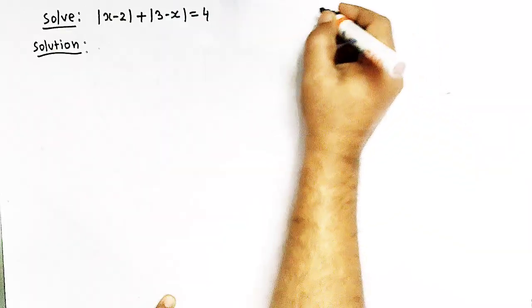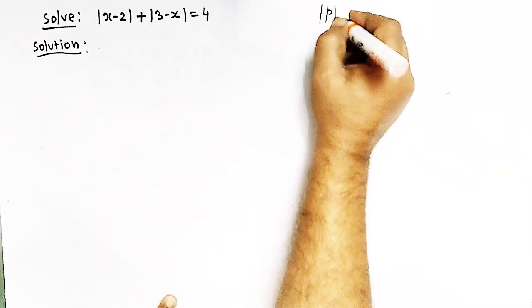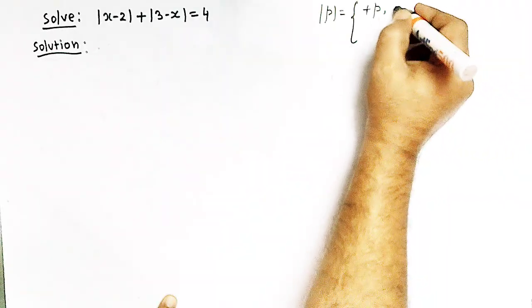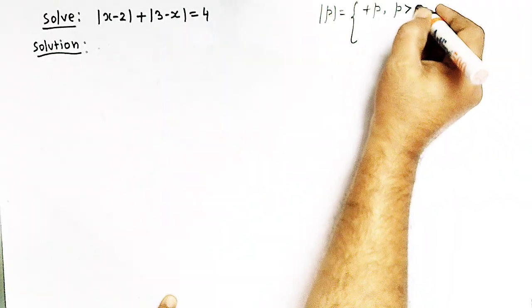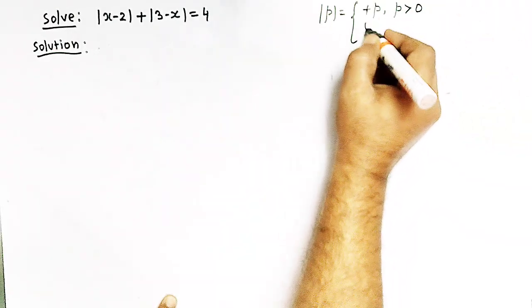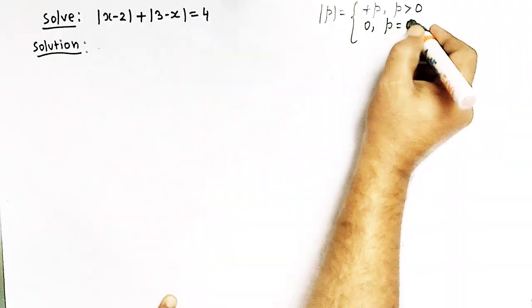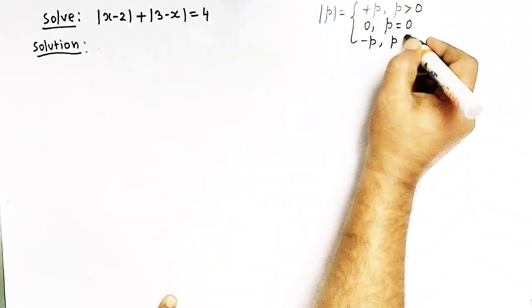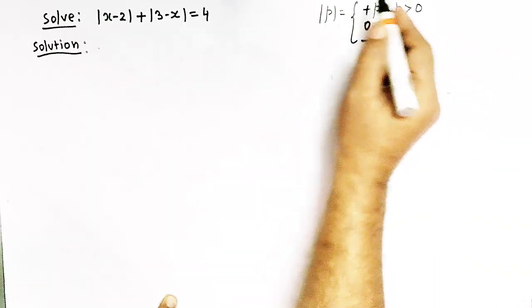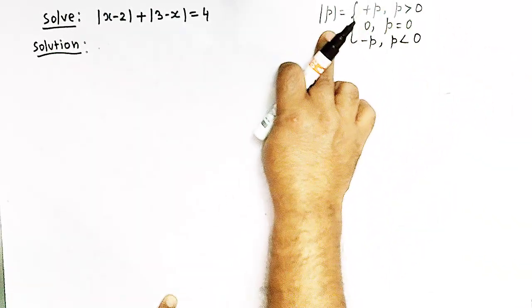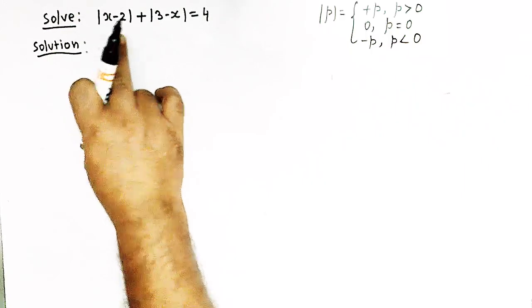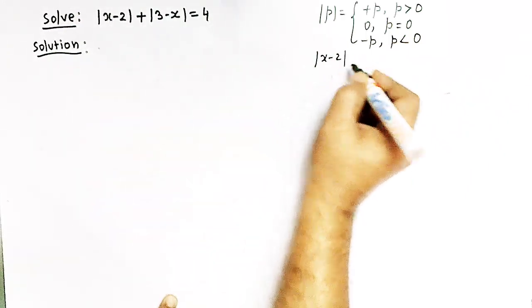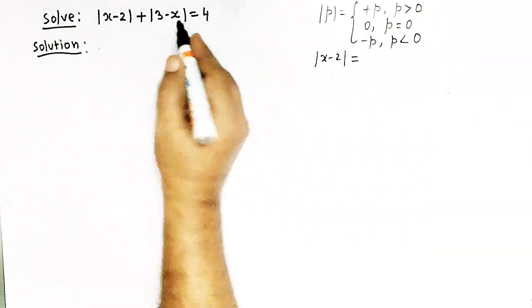Now, mod of p is defined as positive p whenever p is a positive number, mod of p is 0 whenever p is equal to 0, and mod of p is equal to negative p when p is less than 0. This is the definition of the mod function which we are going to use to define mod of x minus 2 and then mod of 3 minus x.